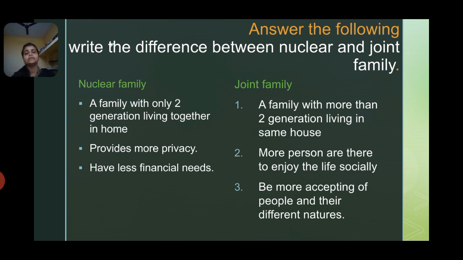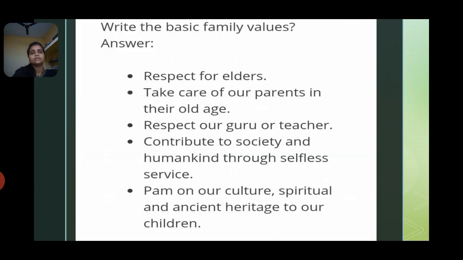In third, nuclear families have fewer financial needs because the members of the family are fewer, so their financial needs will be lesser. Whereas joint family members are more accepting of people and their different natures, because the child is already living in a joint family. The child will have contact with different natures, so the child will become more accepting of people and their different natures.